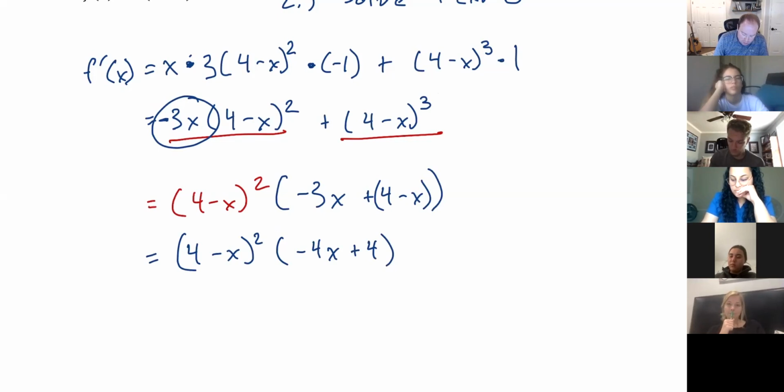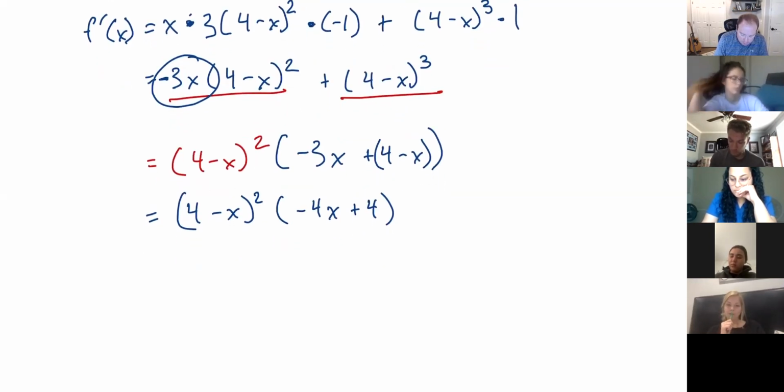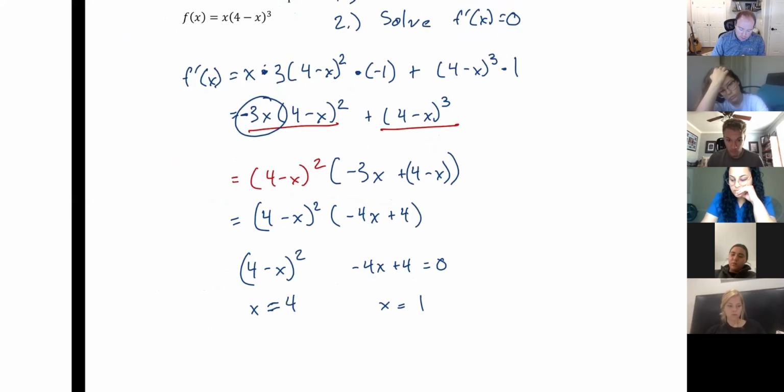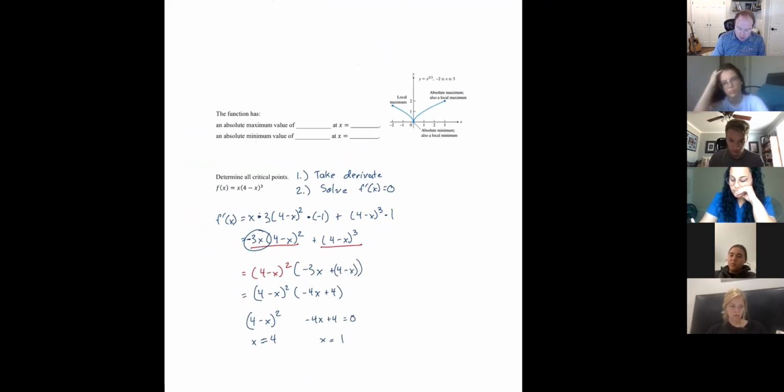And when you set each part equal to 0, 4 minus x squared equals 0 gives you x is equal to 4. And minus 4x plus 4, set that equal to 0, you get x is equal to what? 1. So what are your critical points? 4 and 1. All right. And of course, there's a few other examples. We may do these tomorrow, but before I end the recording, are there any questions relevant to this example?